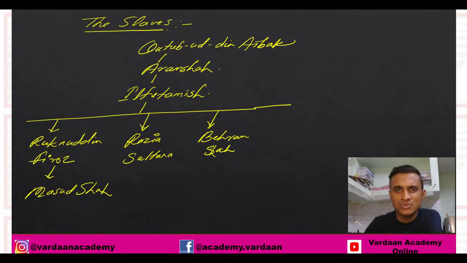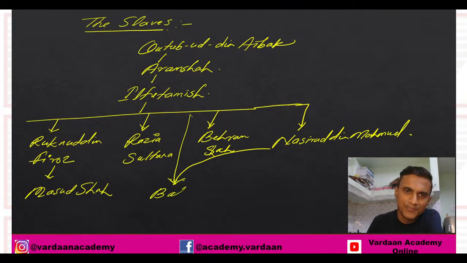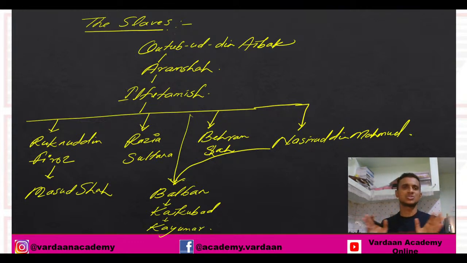After Masood Shah, a new ruler will come, and his name is Nasiruddin Mahmud. After Nasiruddin Mahmud, a new ruler will come, and he is not the son of Iltutmish. His name is Balban. After Balban, his grandson Kaikubad, and after Kaikubad you will see Kayumars. So these are all the rulers of the Slave dynasty.